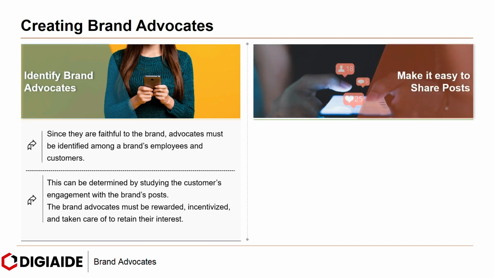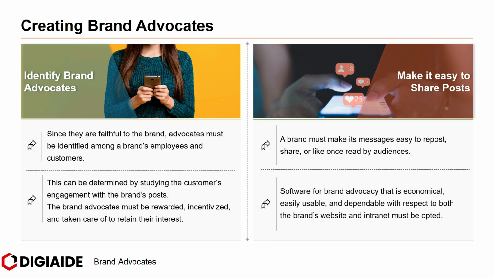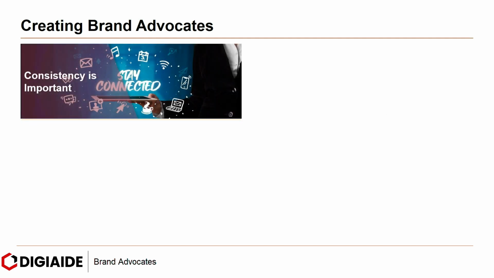Next, make it easy to share posts. A brand must make its messages easy to repost, share, or like once read by audiences. Software for brand advocacy that is economical, easily usable, and dependable with respect to both the brand's website and internet must be opted. Next, consistency is important.